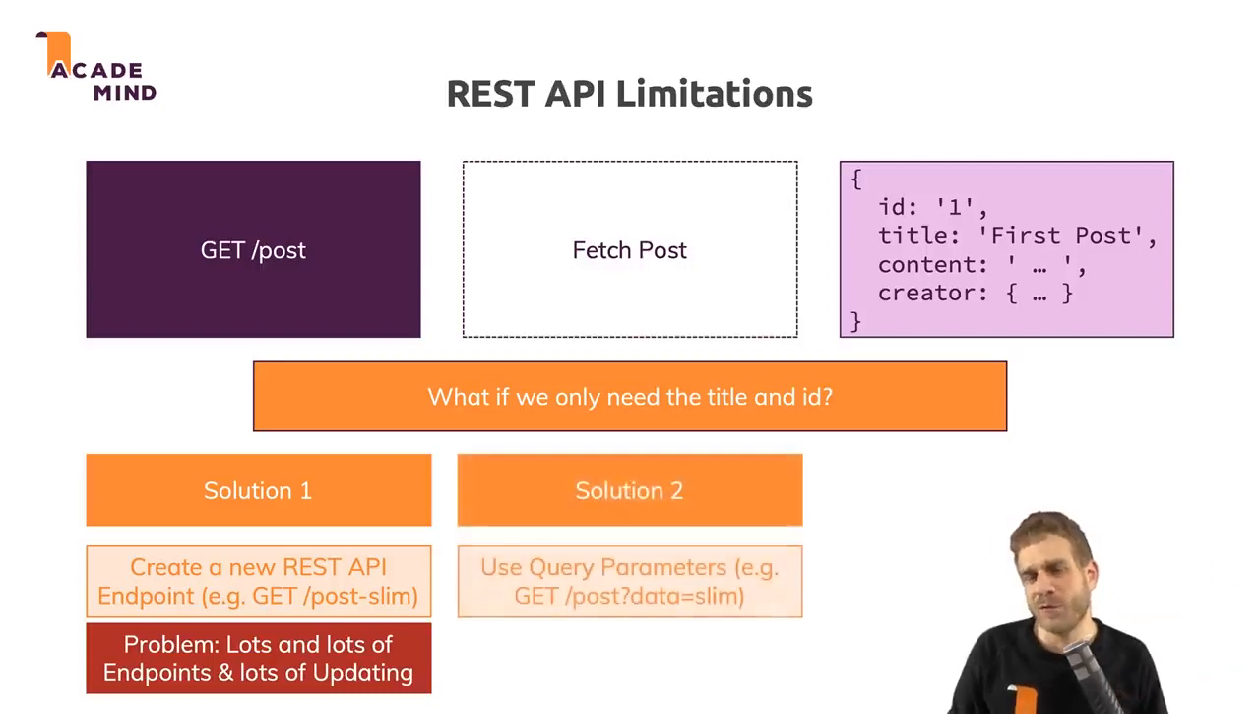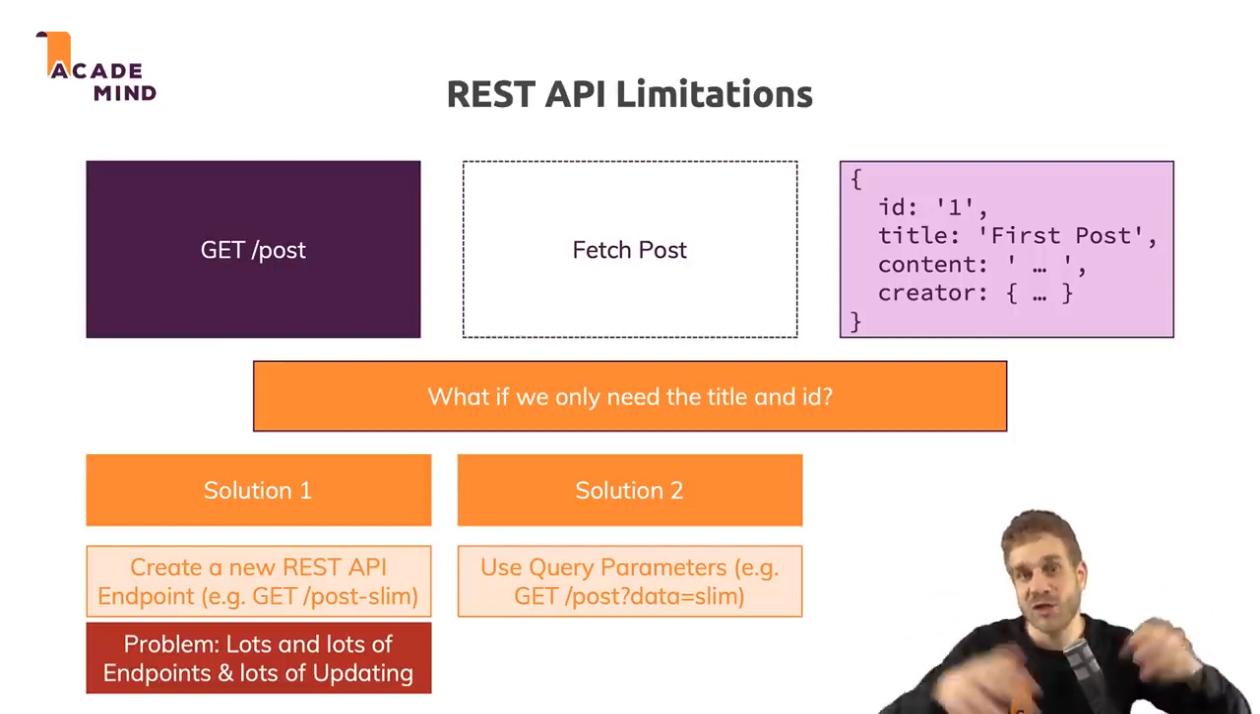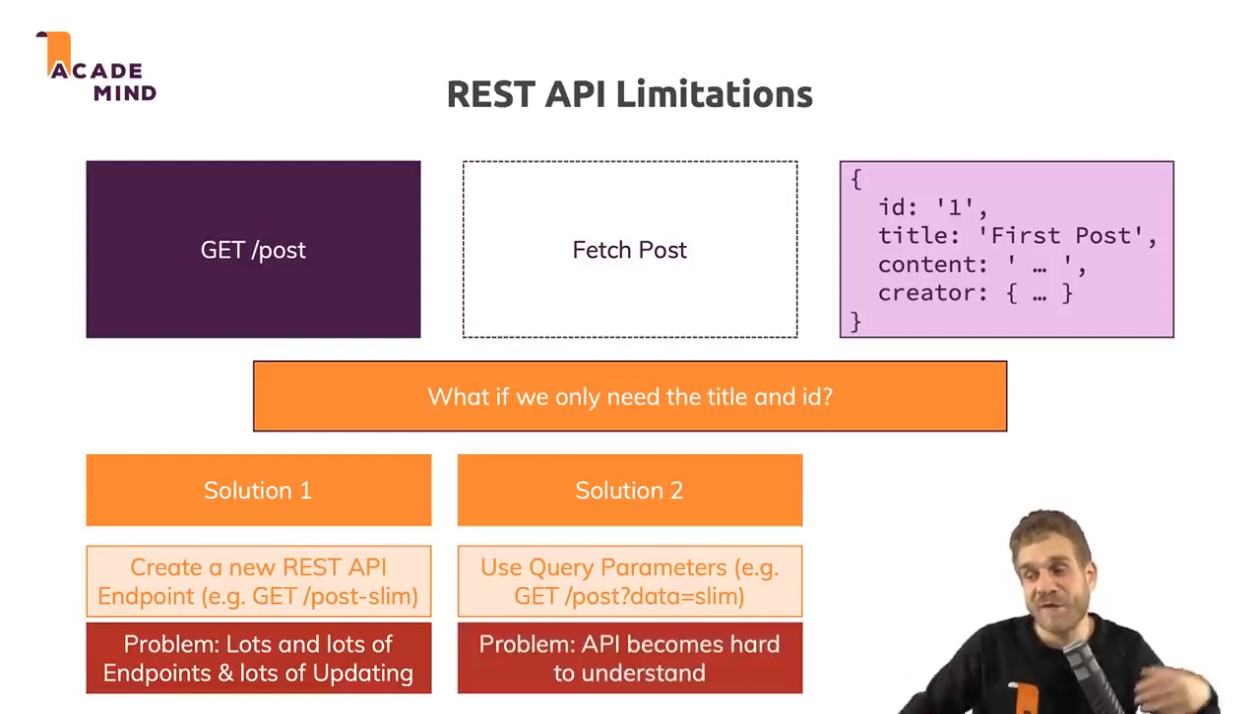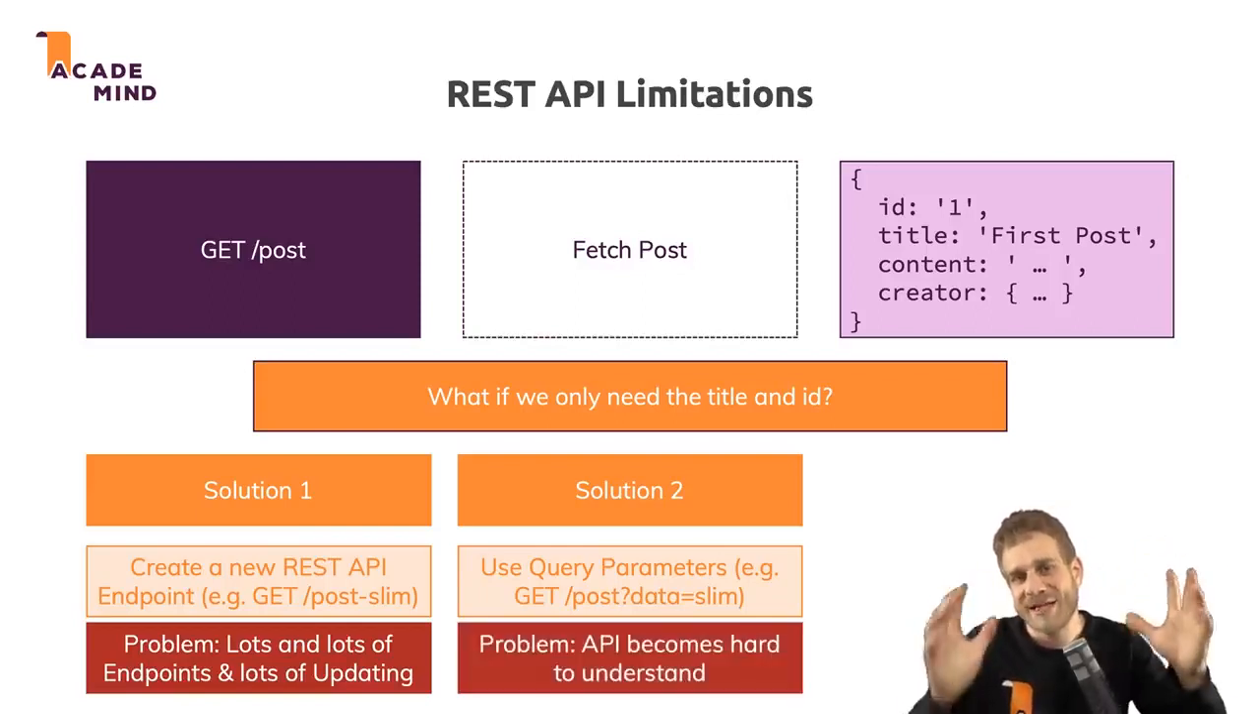An alternative would be that you use query parameters. So on this get post route here, you could accept a query parameter, data equals slim, and you check that value of that query parameter. And based on that value, you return a subset of the data you would normally return. Well, it's certainly better than having multiple endpoints, but you still have a very complex API at some point.